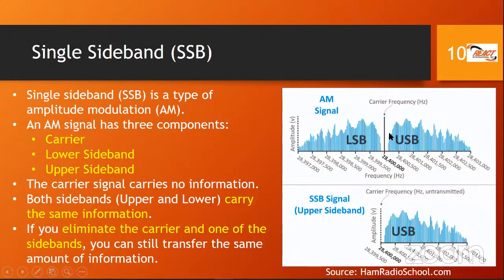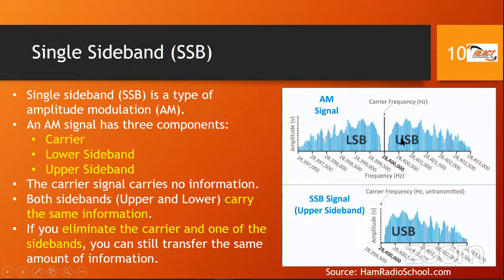But it's interesting to note that the carrier frequency carries no information at all. And if you look at the sidebands, you notice they mirror each other. So we say that both sidebands, the lower sideband and the upper sideband, actually carry the same exact information. So think about it. The carrier frequency carries no information at all. The lower sideband carries the same exact information as the upper sideband.